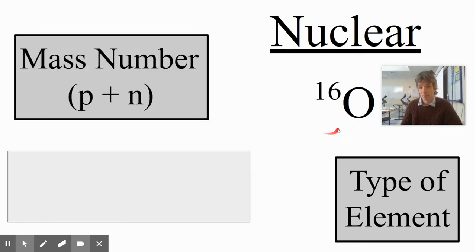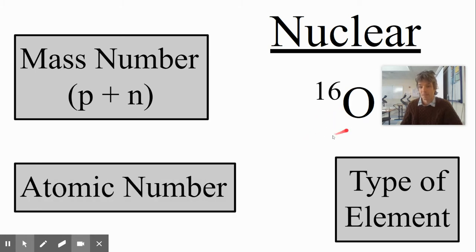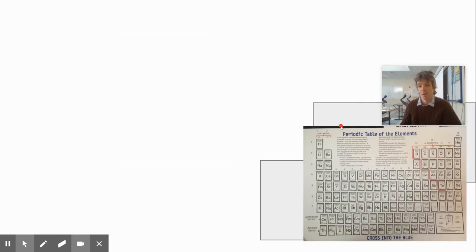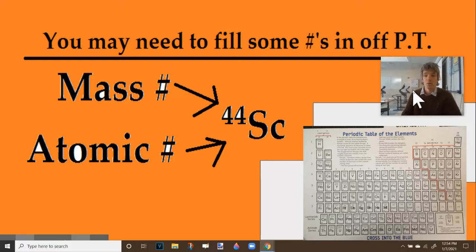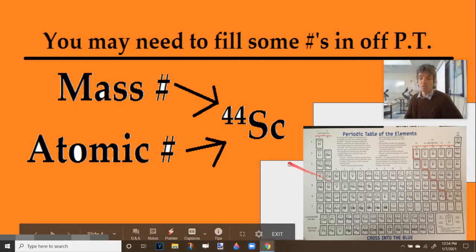Sometimes there's a number written right here, all right? That number would be the atomic number. Sometimes it's not written, because since the symbol is oxygen, it's understood that the number is 8, because there's only one atomic number for oxygen. So sometimes you're going to have to use a periodic table to fill in a number, all right?